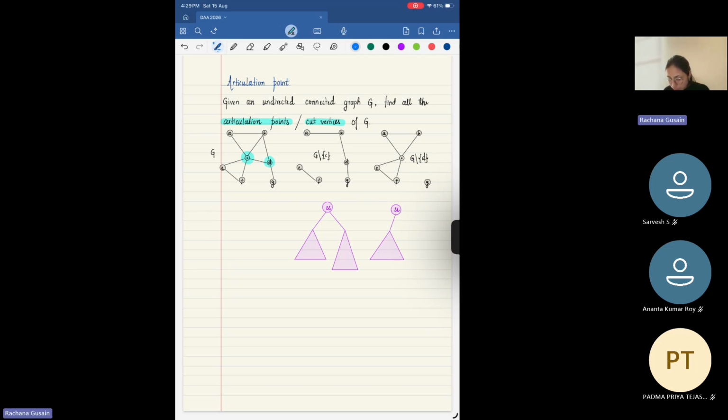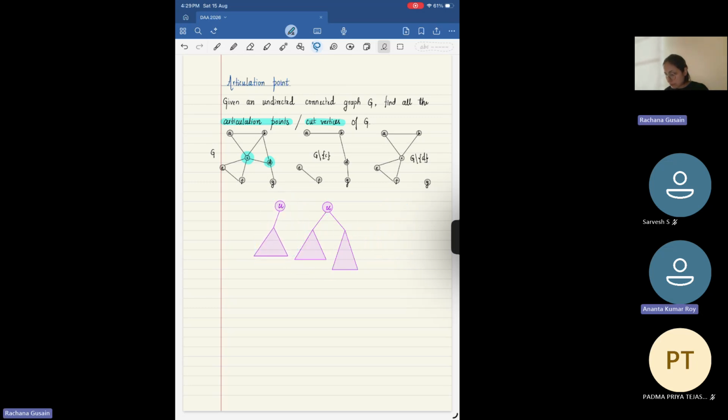I'm going to write some of the important observations that we can make from the DFS tree on the undirected connected graph G. So first of all, I want to answer the question, when is the root node a cut vertex? Ma'am, when it has children on both the sides, then it is a cut vertex.